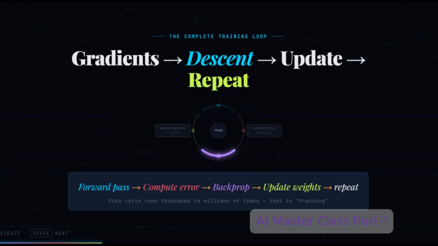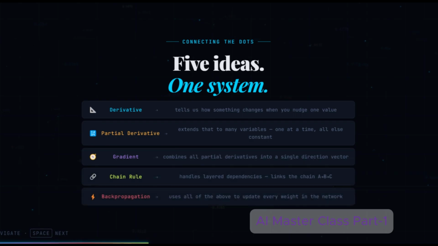So if we connect these things, derivative tells us how something changes, partial derivative extends that to multiple variables, then gradients combine all these directions, and after that, chain rule helps you handle layered dependencies. And in the end, backpropagation uses all of this to update the network weights.